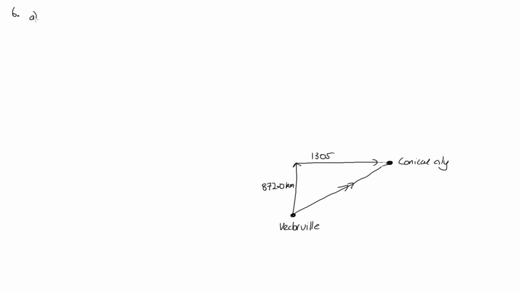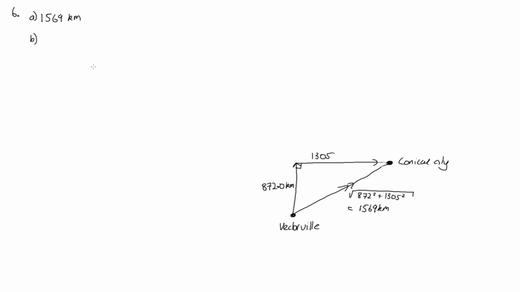Now in part A of the question, we're asked what is the distance between Vectorville and Conical City. So we just need to find the length of this side here. This is a right angle triangle, so we can just use Pythagoras. So this is the square root of 872 squared plus 1,305 squared. Solving that on the calculator, we end up with 1,569 kilometers. So the answer to A is 1,569 kilometers.